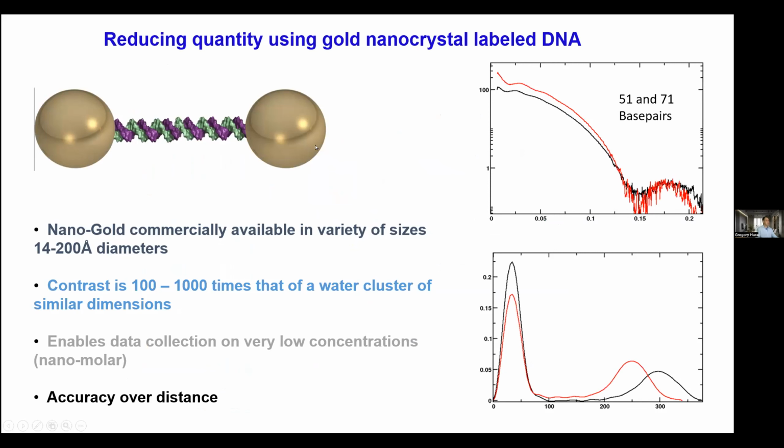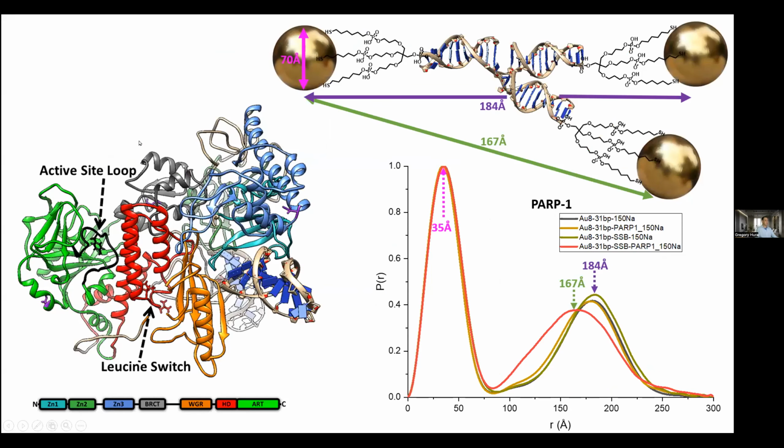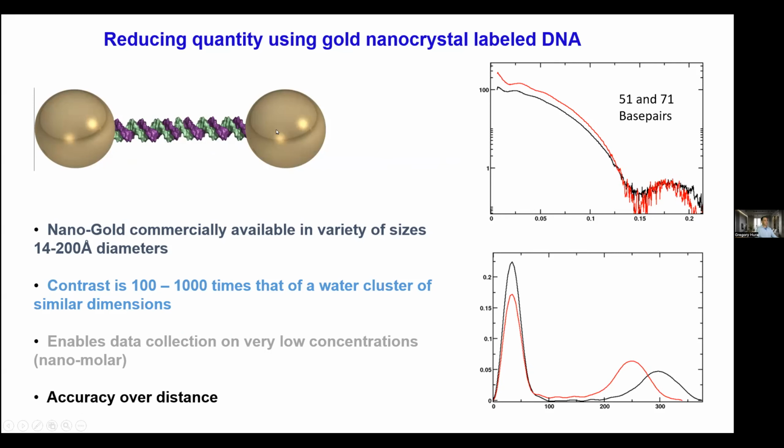This is an example, and you can change the size of gold from 14 angstrom diameters to 200 angstroms. You can change your signal. This is on DNA, so looking at the gold to gold distance. So this is 51 base pairs versus 71 base pairs. You can see that the periodicity of the wiggles at small q changes depending on how long the DNA is with these golds attached. And in Fourier transform, you get this kind of profile where you get the intra gold distance that's just within, and then the inter gold distance between the two.